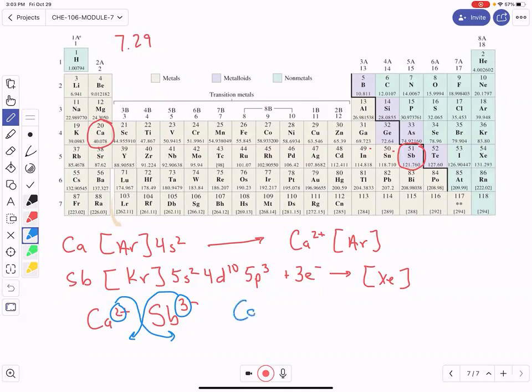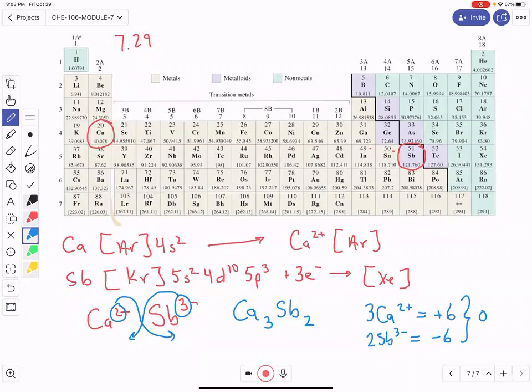So to balance these out, we would need to have 3 calciums and 2 antimonies. So 3 calcium at 2+ equals 6+, and then 2 antimony at 3- equals 6-. And together that gives us overall a neutral complex. So we did this earlier when we were thinking about charges.